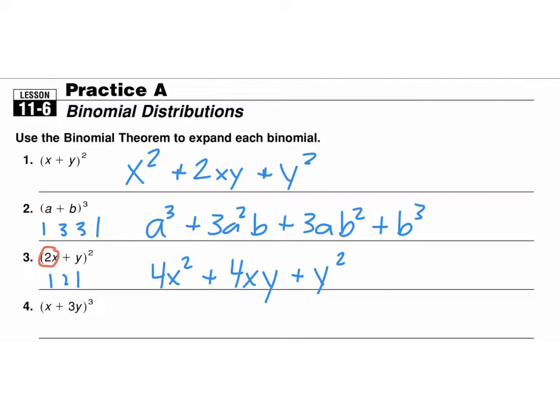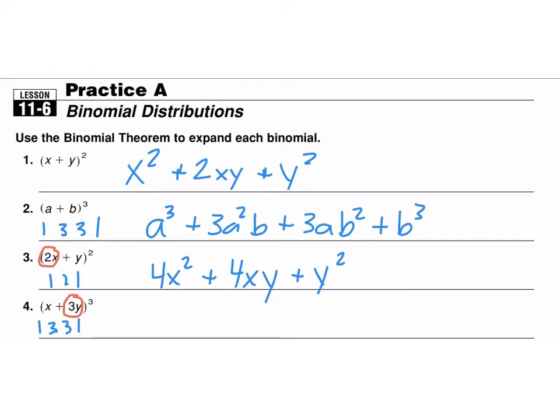And when you get down to number 4, again, just notice this 3y is all one term. So whatever we do to the y, we also have to do to the 3. And because we're at the third power again, we're going to use the 1, 3, 3, 1 coefficients in addition to whatever this 3 happens to give us. Okay, so I'm just making a note to myself.